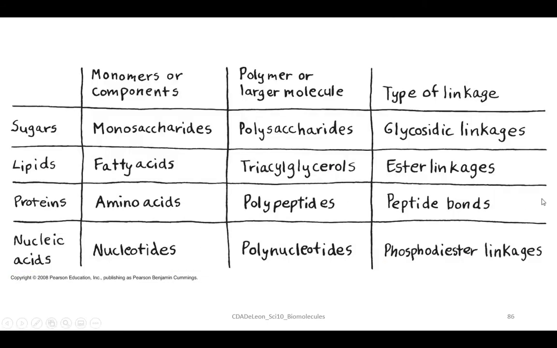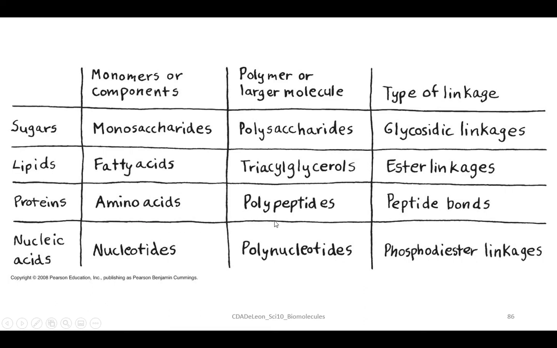This is another summary of all the lessons or concepts that we mentioned in this topic. For sugars, the main component or monomer is the monosaccharides. The larger molecules are polysaccharides and the type of linkage is glycosidic linkages. In terms of lipids, the monomers are fatty acids, while the polymer is the triacylglycerols. And the type of linkage is ester linkages.